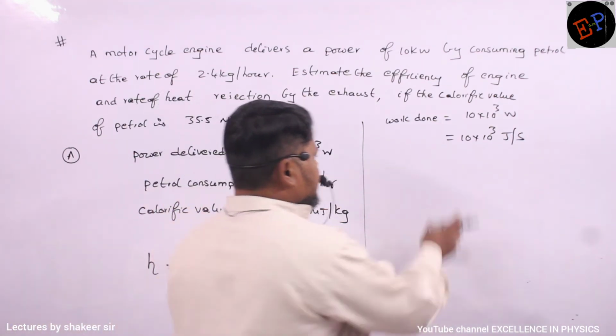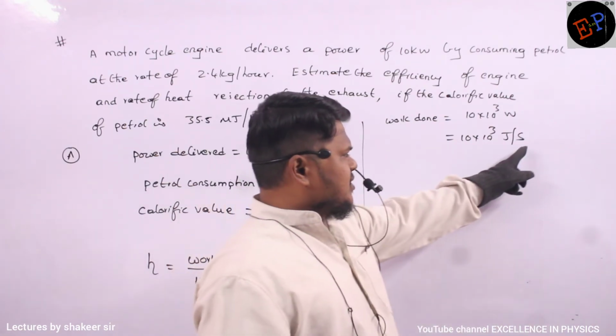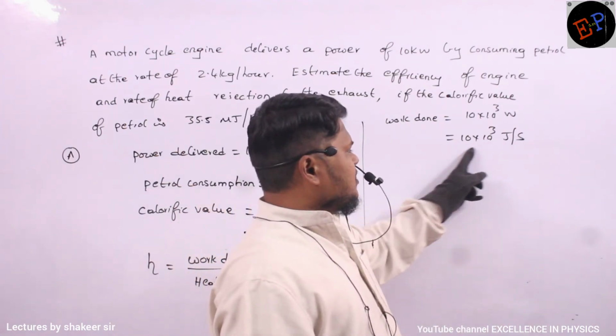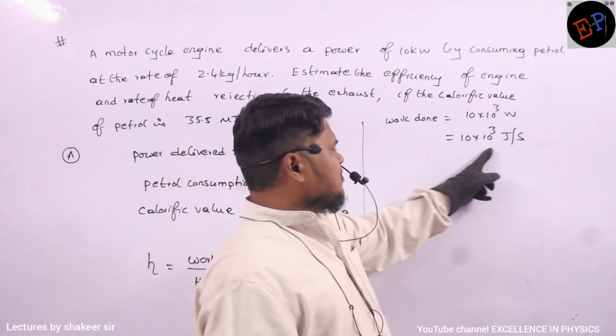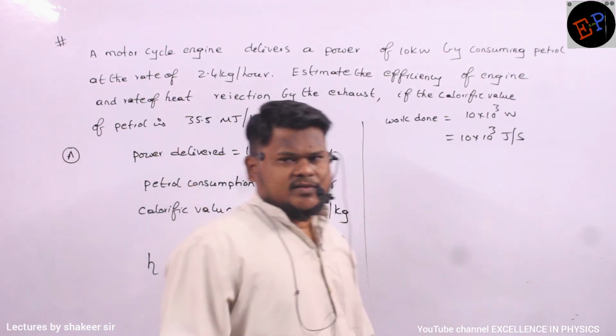Okay, so this is the work done by the engine. It means for every 1 second of time, it is giving how much energy, ma? Engine is delivering this much amount of energy, 10 into 10 power 3 joules of energy for every 1 second.